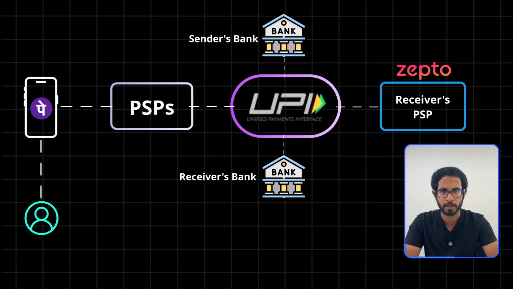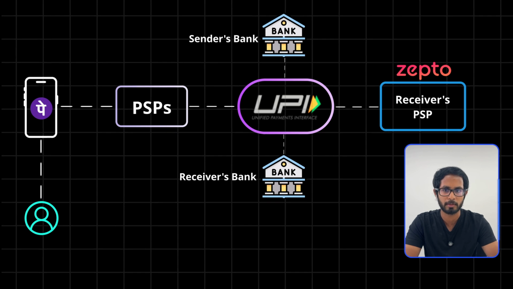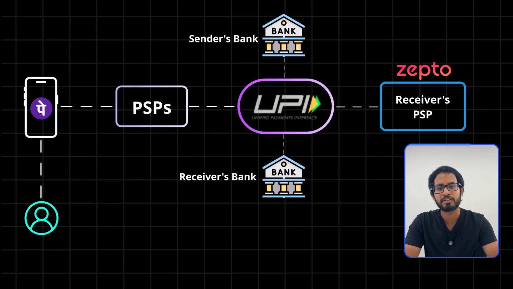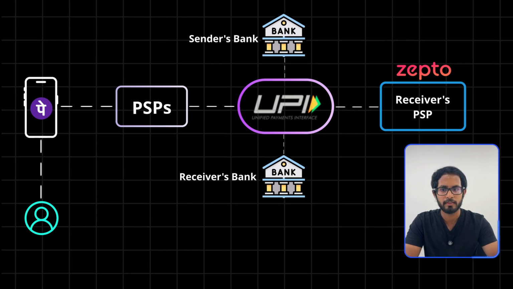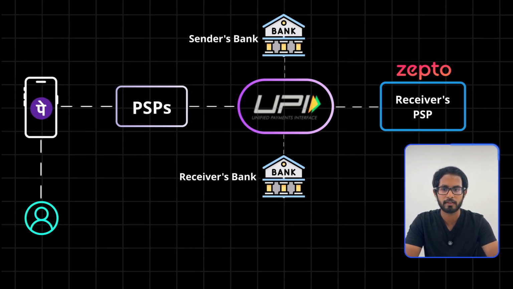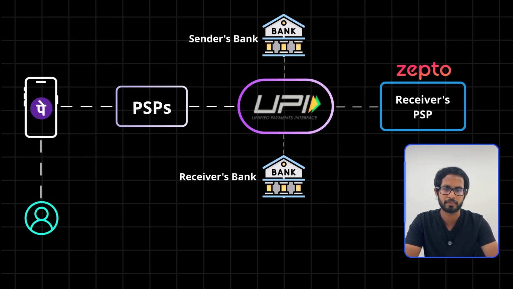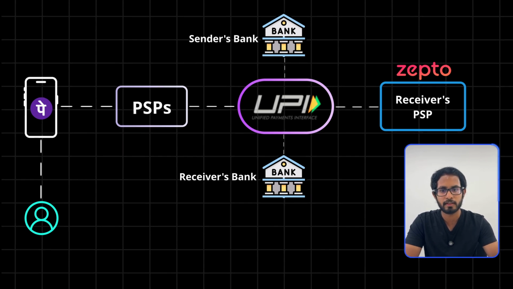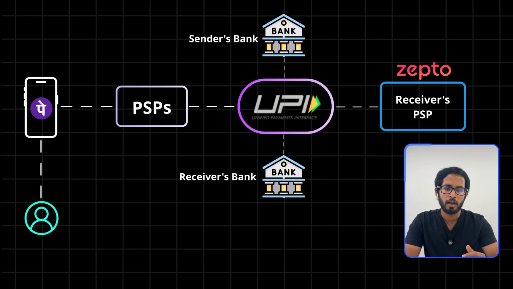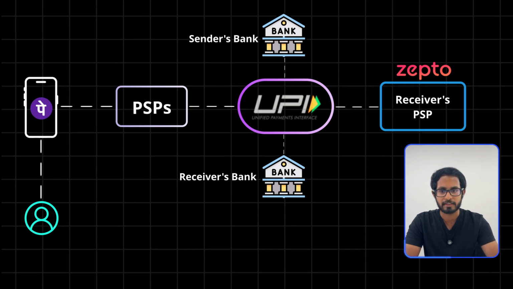PSPs communicate with the UPI network, managed by NPCI, or National Payments Corporation of India, which sends the debit-credit request to the banks. In the Zepto example, Google Pay sends the UPI parameters, payee address, transaction ID, user details, etc. to its PSP. The PSP sends this information to the UPI network. Finally, UPI performs 3 actions.